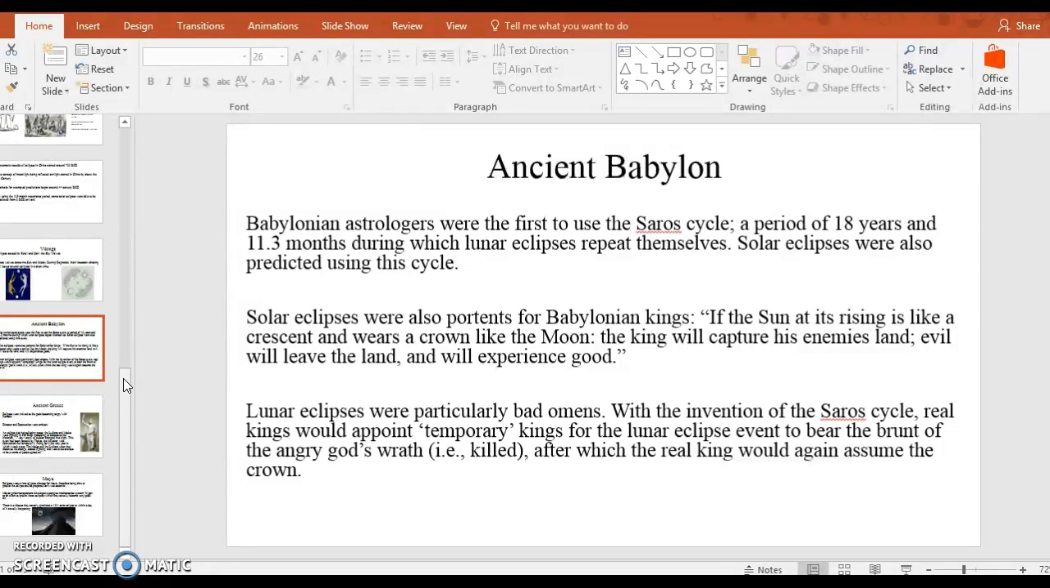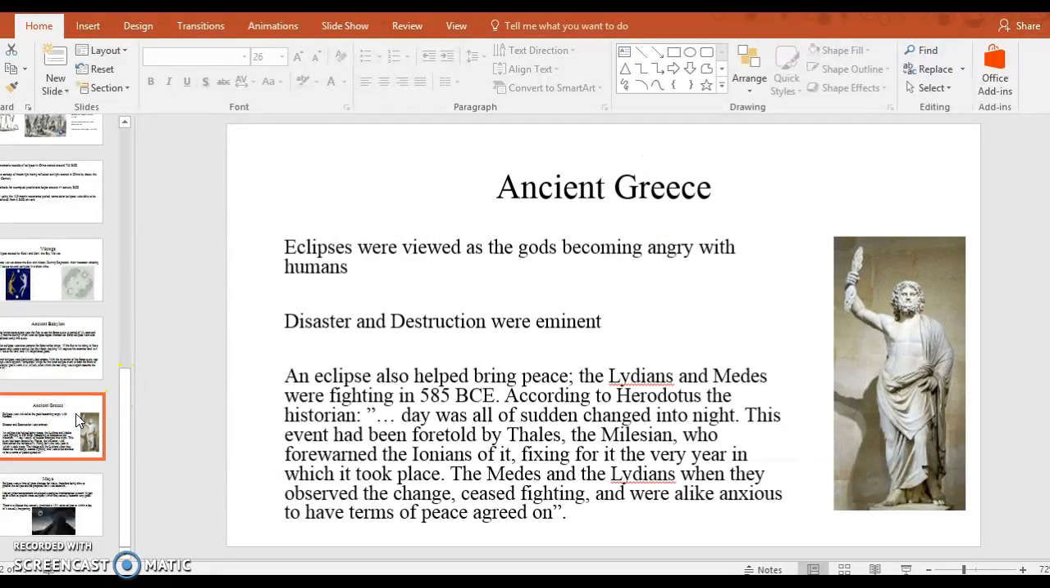But solar eclipses were also very important for Babylonian kings. Legend has it that a scribe once told the king, if the sun is at its rising like a crescent, and wears a crown like the moon, the king will capture the enemies of his land. And so this was very important. If we could predict when this would happen, then the king would have good fortune. So that was very, very important.